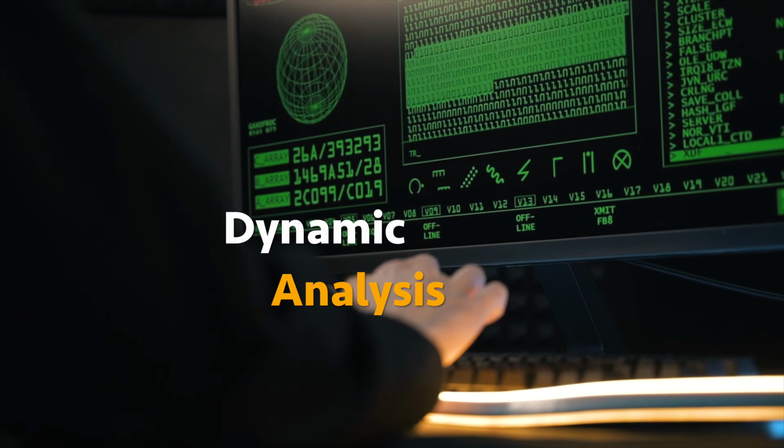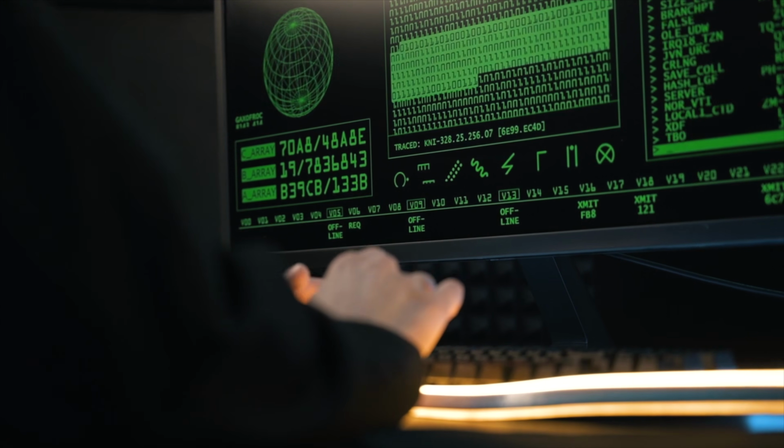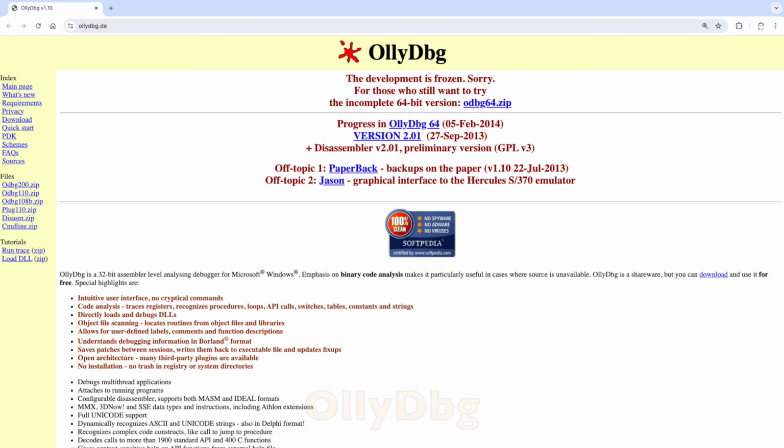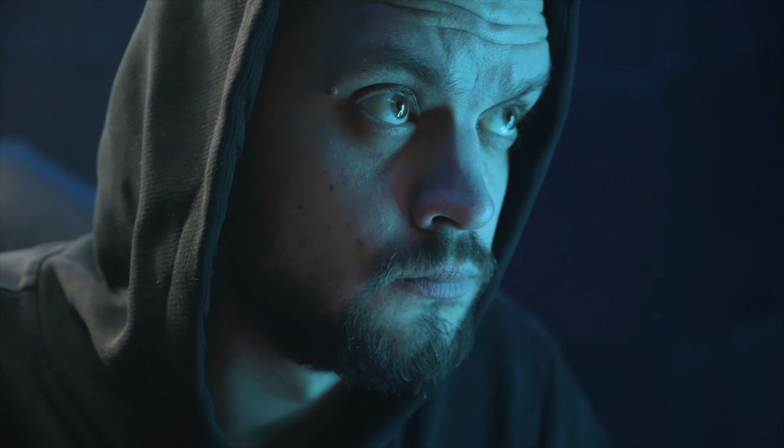Dynamic analysis. Unlike static analysis, this method requires running the code and observing its behavior. Tools like OllyDbg and WinDbg are great at understanding how the code interacts with the system and identifying runtime issues.